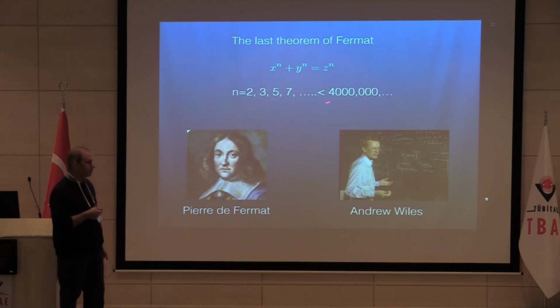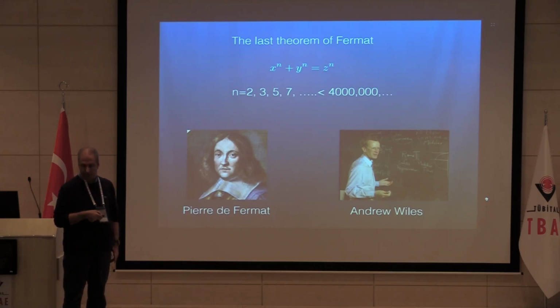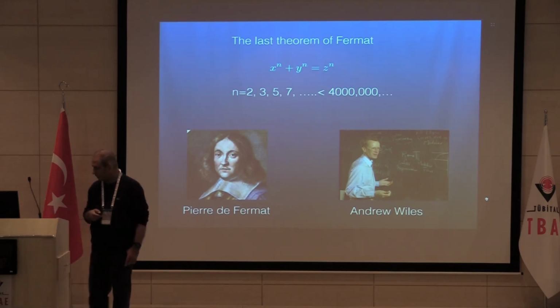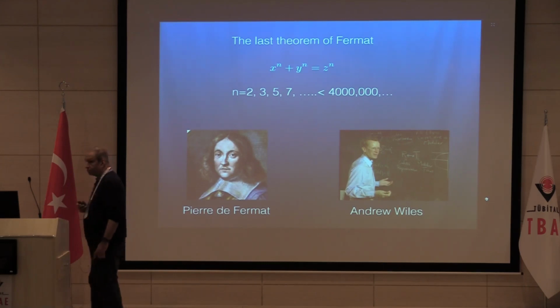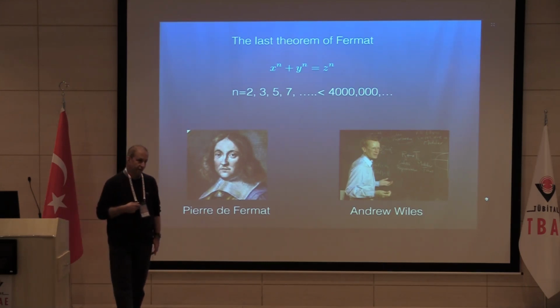But they couldn't come up with a complete proof for any n. It took 300 years until Andrew Wiles at Princeton proved this theorem for any n. So that's why mathematical proofs are very difficult.